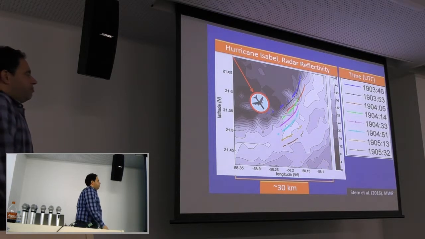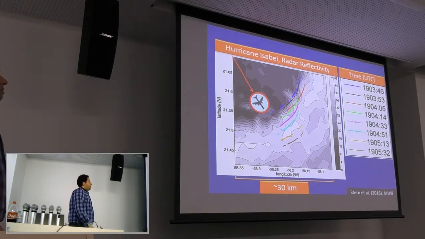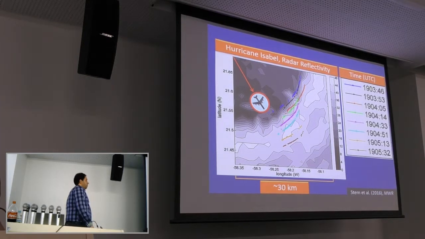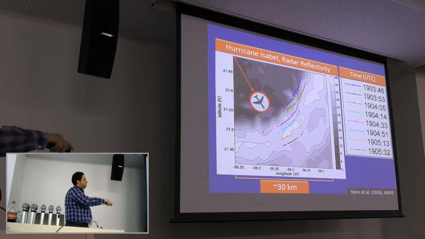Occasionally, we have flights where you have much finer sampling than you do typically. Usually you'd have just one or two sondes, but in some flights you'll have up to 8 sondes through the eyewall. This is one of those flights. This is Hurricane Isabel, when it was a Category 5 hurricane.